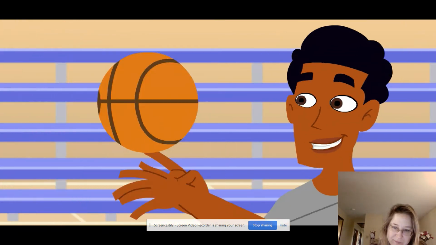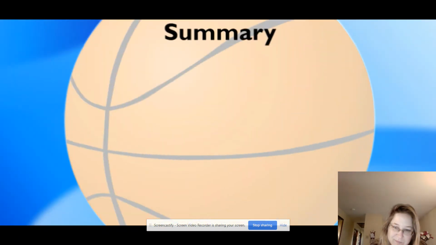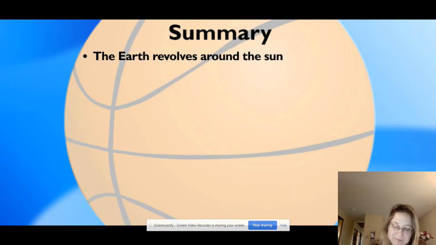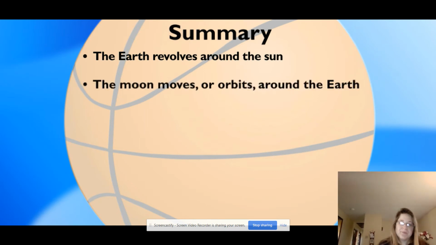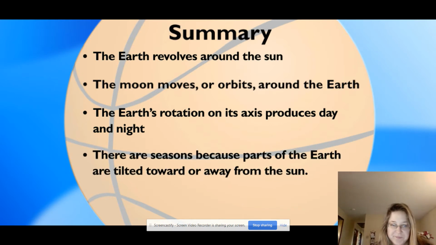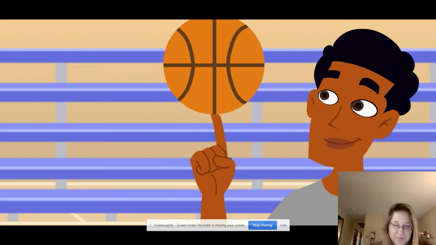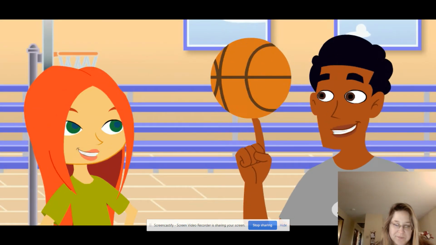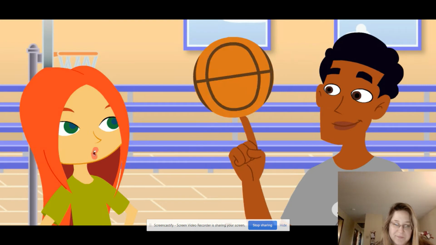Think fast. Oh, I got this, Zoe. The Earth orbits around the sun, and the moon orbits around Earth. As it orbits, the Earth is rotating too. It's the Earth's rotation on its axis that causes day and night. As the Earth rotates and makes its orbit around the sun, we get seasons because parts of the Earth are tilted toward or away from the sun. Ha! Yeah, RJ. Now that's what I call a spin for the win.